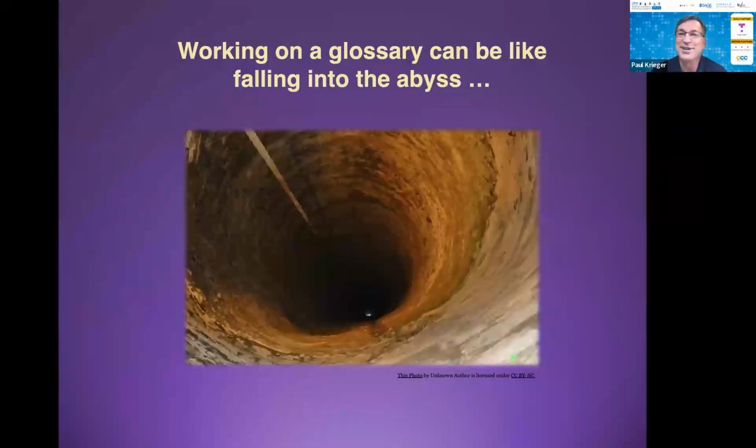Actually, I kind of chuckled at that when she first said it, but working on a glossary, as many of you well know, if you've had that experience, really can be like falling into the abyss, because you start to realize, wow, there's so many different things to consider and so many factors, and how am I going to make all these decisions, and how am I going to keep the whole thing consistent. It can actually get really overwhelming if you just dive in without any set guidelines.